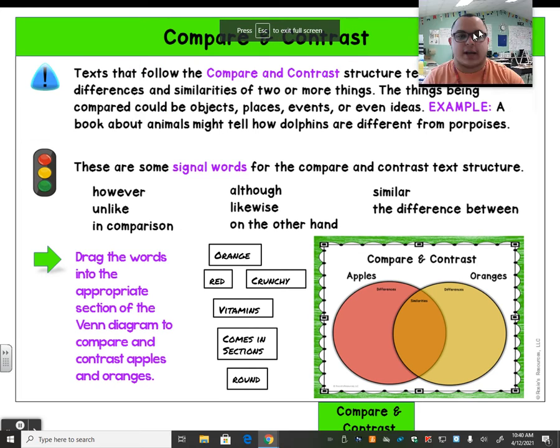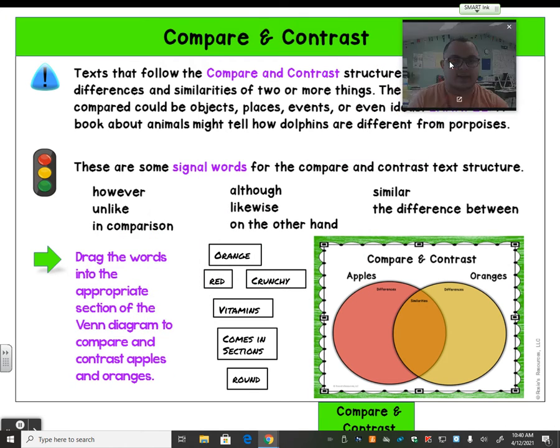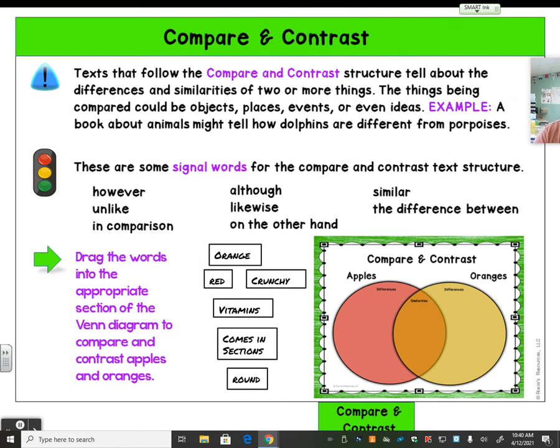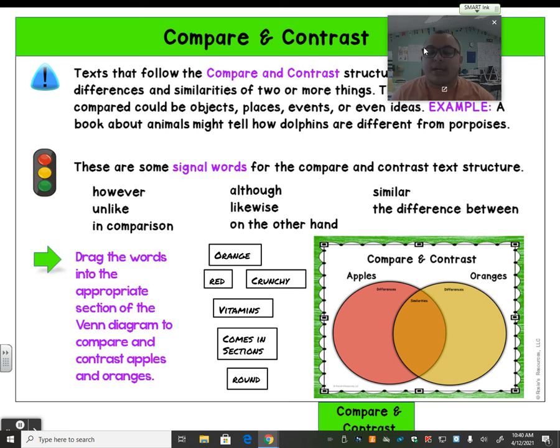Next, we have compare and contrast, and we've talked about this a lot too. Text that follows the compare and contrast structure tells about the differences and similarities of two or more things. The things being compared could be objects, places, events, or even ideas. For example, a book about animals might tell how dolphins are different from porpoises. These are some signal words for compare and contrast text structure: however, unlike, in comparison, although, likewise, on the other hand, similar, the difference between.